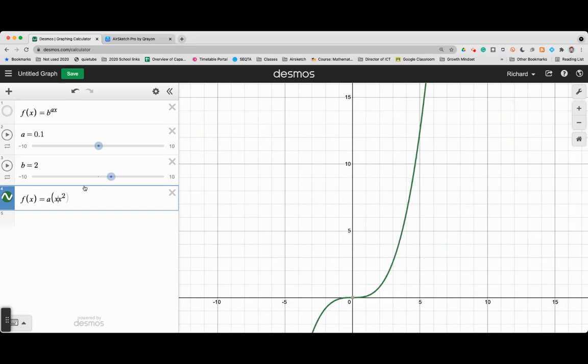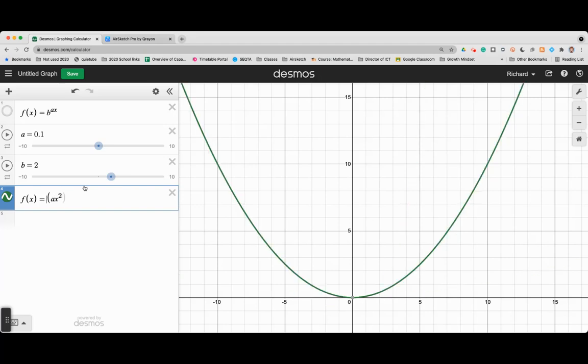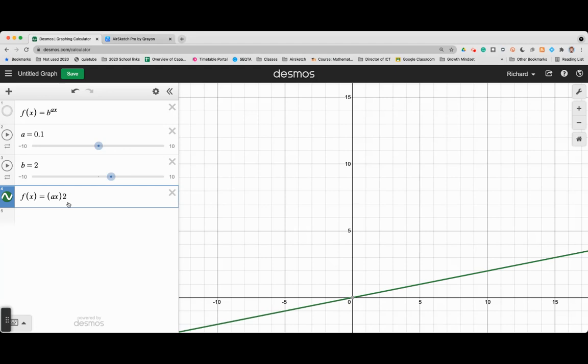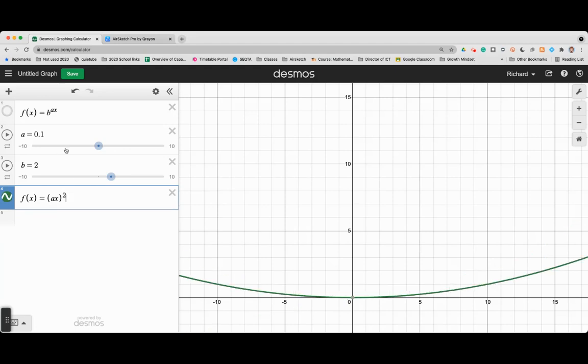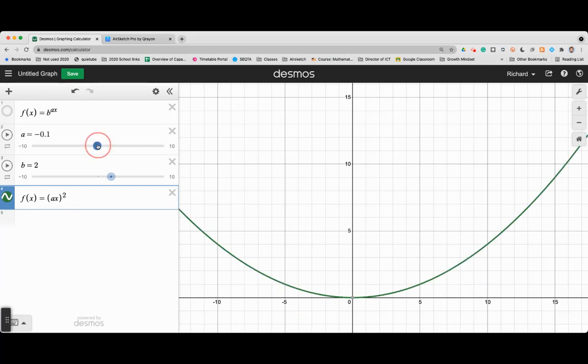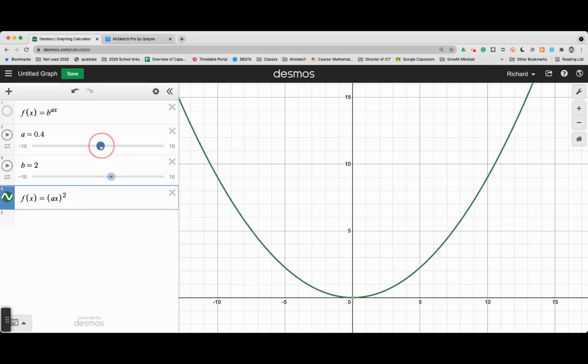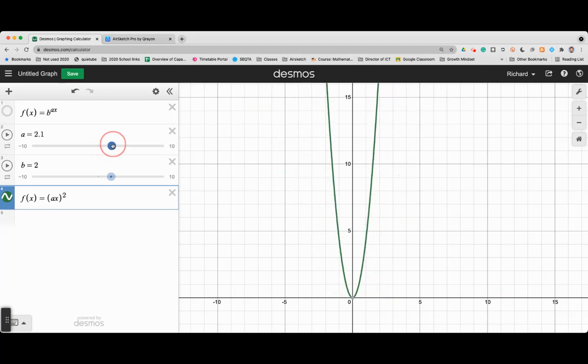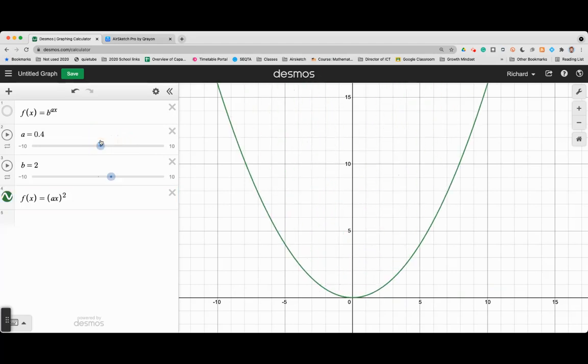I don't know how well this will work. If I do it this way, ax to the power of 2, this might be hard to see, but it's sort of flattening towards the x-axis, and then pulling itself up as I go. Anyway, that's just f of x. That's just a parabola. Okay, so that is dilations done. It's a stretch factor. So they're a shrink or stretch.